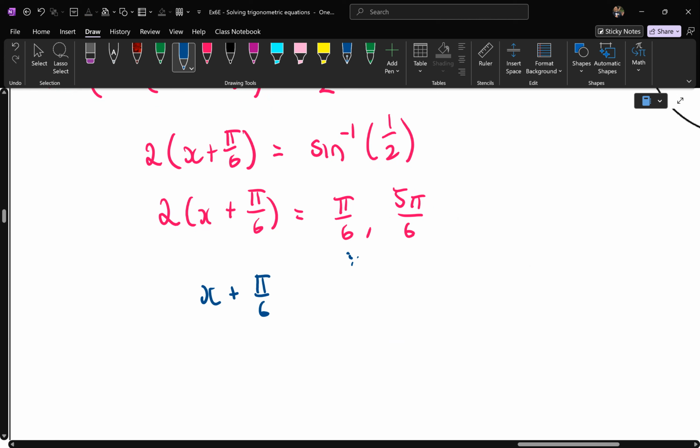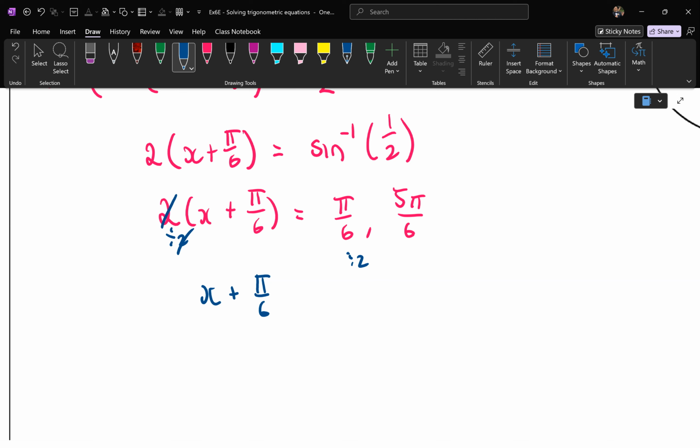Divide both sides by 2. So divide that by 2, that cancels out. Divide this by 2, and you should get pi on 12, 5 pi on 12 as possible solutions. But remember, there's a translation as well.